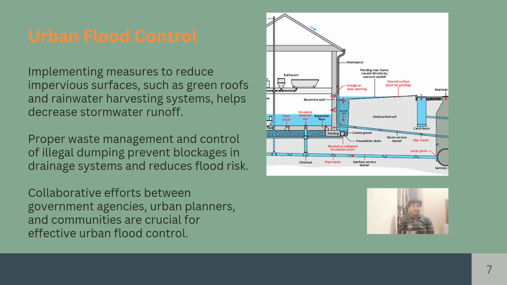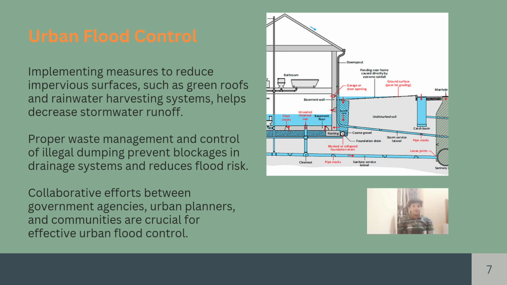So let's see about the implementation of measures for flood control. Implementing measures to reduce impervious surfaces such as green roofs and rainwater harvesting systems helps decrease stormwater runoff. Proper waste management and control of illegal dumping prevent blockages in drainage systems and reduce flood risk.